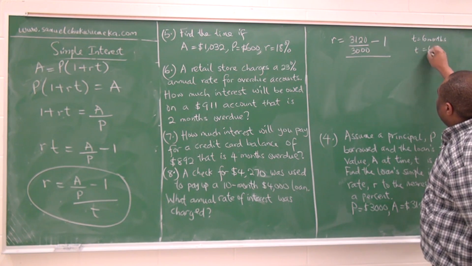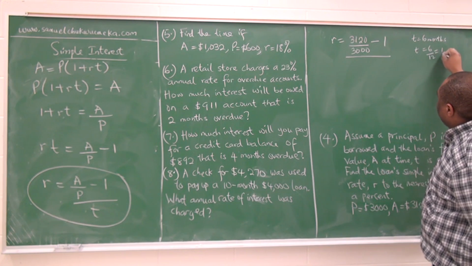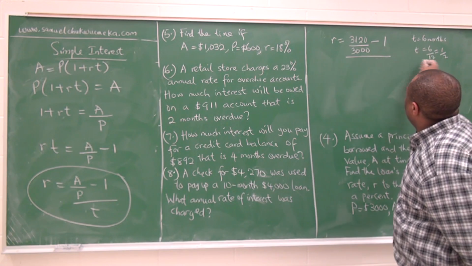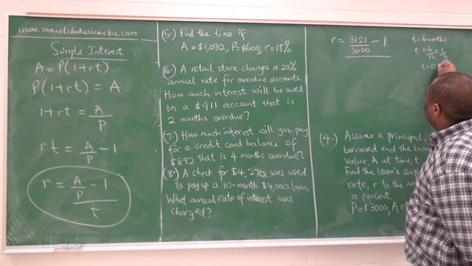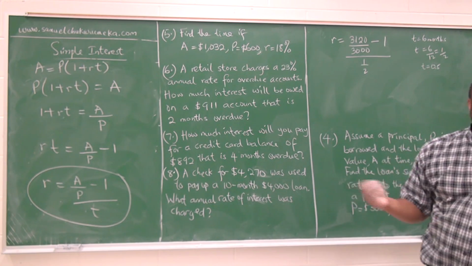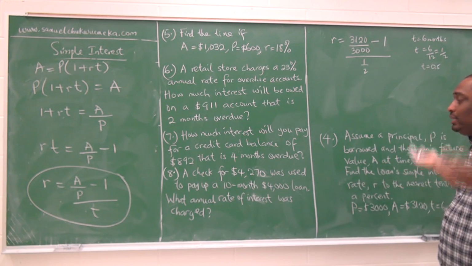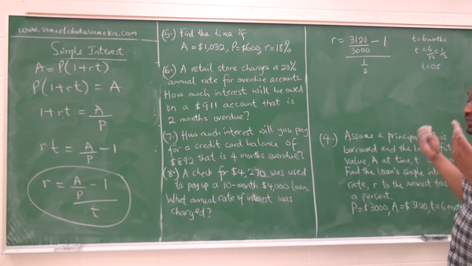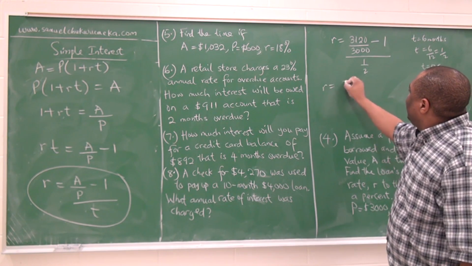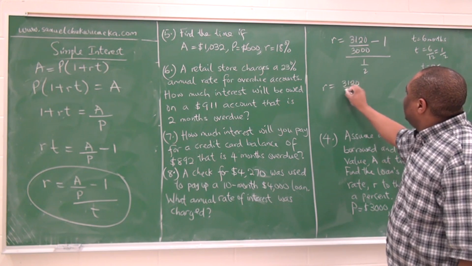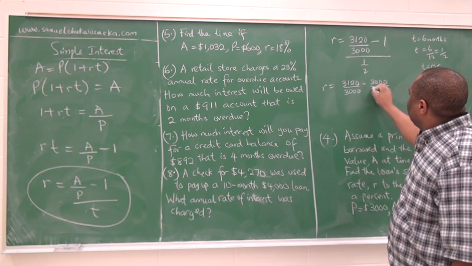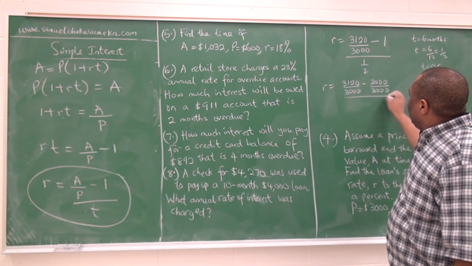T is 6 over 12, because 12 months make 1 year, which is 1 over 2, which is 0.5. You might use 0.5 or you can use 1 over 2. 0.5 is not a repeating decimal, so you can use it if you don't like fractions. Okay, so R will now be 3120 over 3000 minus 3000 over 3000, divided by half.